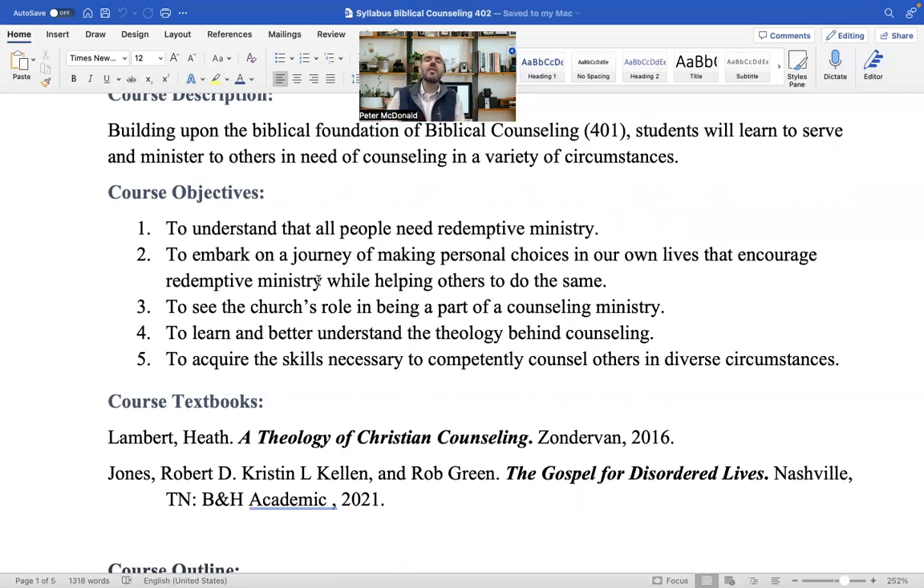We're also going to see the church's role. That's actually our first session, seeing the church's role in being a part of counseling ministry. And then we're going to continue to learn and better understand the theology behind biblical counseling. And then we're going to acquire the necessary skills to competently counsel others in diverse circumstances.